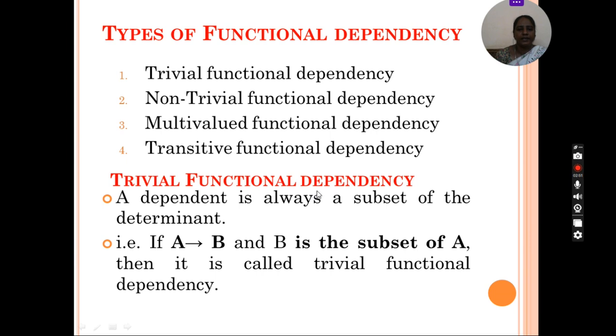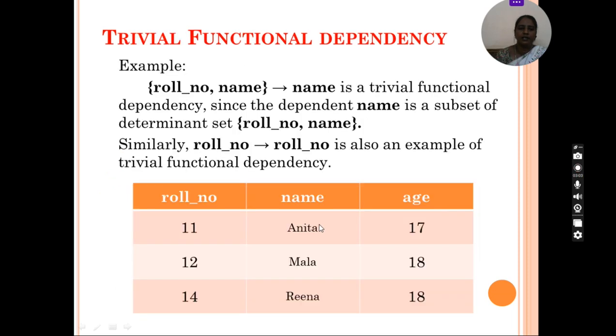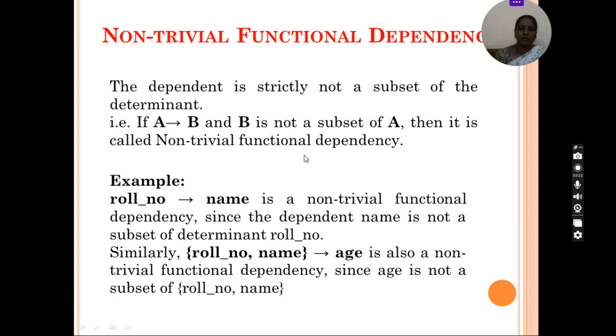Trivial functional dependency. It states that the dependent is always a subset of the determinant. That is, if A determines B and B is a subset of A, then it is called a trivial functional dependency. We can take the student table with attributes roll number, name. Roll number, name determines name, where name is a subset of roll number and name. So it is a trivial functional dependency. And this is also a trivial functional dependency: roll number determining roll number.